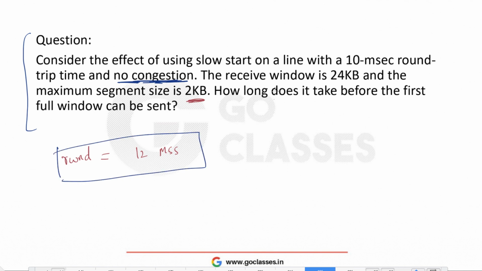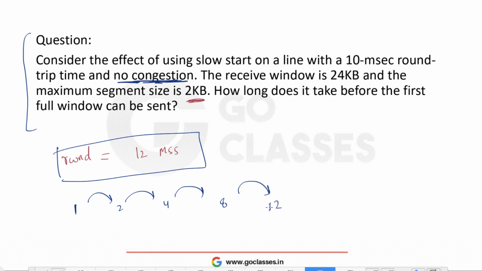Now what they are saying: how long does it take before the first full window can be sent? Before the first full window can be sent, which means before it sends the 12 MSS, how long will it take? See here, first you will start with 1 MSS if nothing is given, then 2 MSS, then 4 MSS, then 8 MSS, and then obviously you can't jump to 16, so there will be 12 MSS.